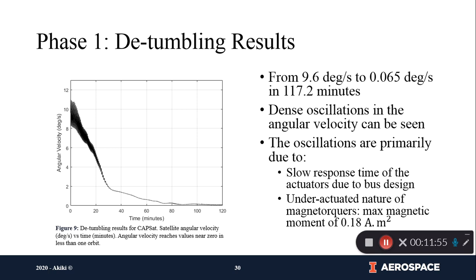As you can see on the graph, which plots the angular velocity versus time, there are many dense oscillations, and these dense oscillations are mainly due to the hardware delays and the delays in the execution of the flight software that I talked about in the previous slides.